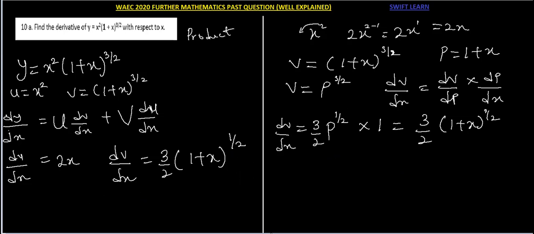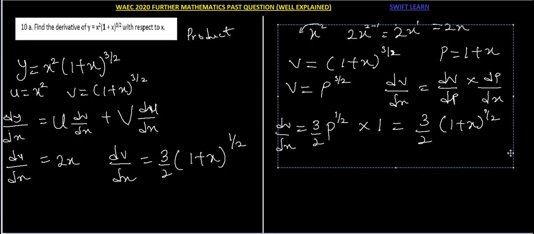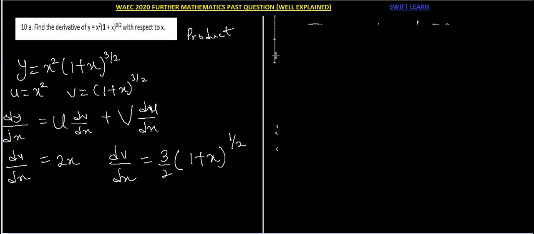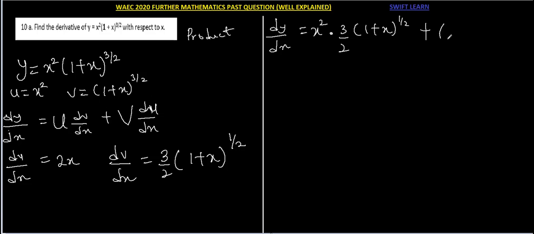So then let's work with our figures and values here. So I'll rub this out so I can solve conveniently at this place. Alright, now back to our equation. What is u? u is x squared, so you just substitute. u dv over dx is x squared times 3 over 2 bracket 1 plus x to the power 1 over 2, plus v, which is (1 plus x) to the power 3 over 2, times du, which is 2x.